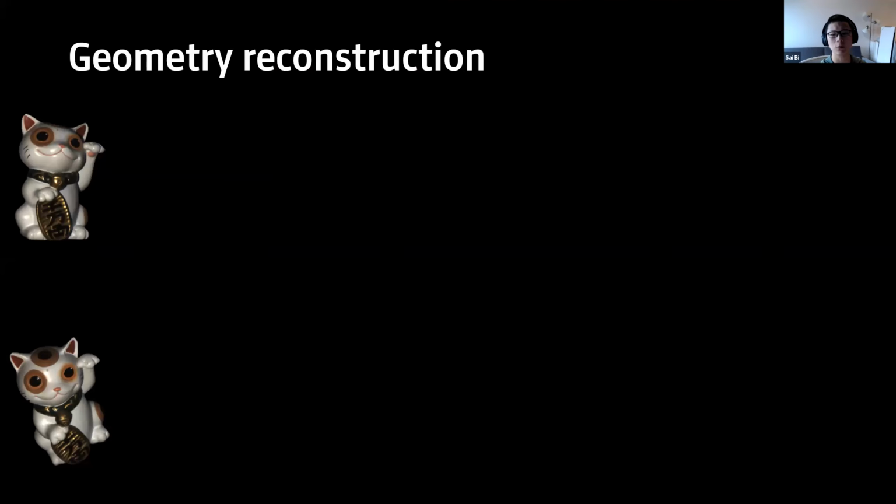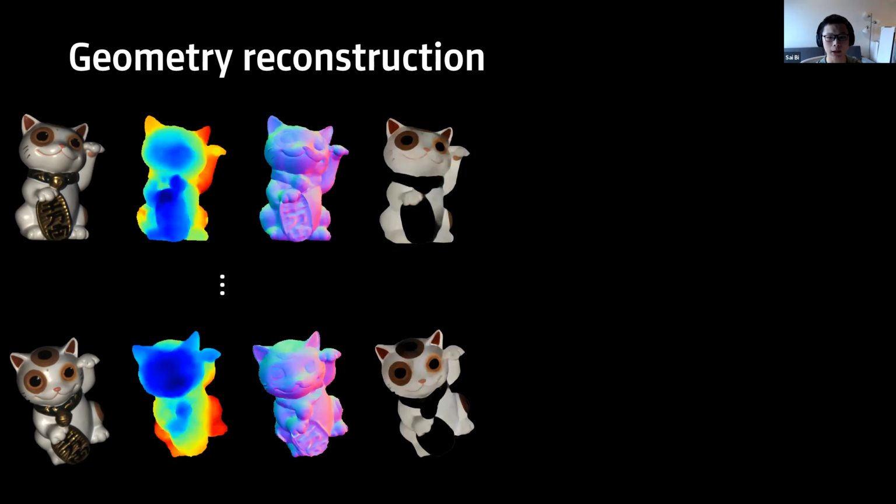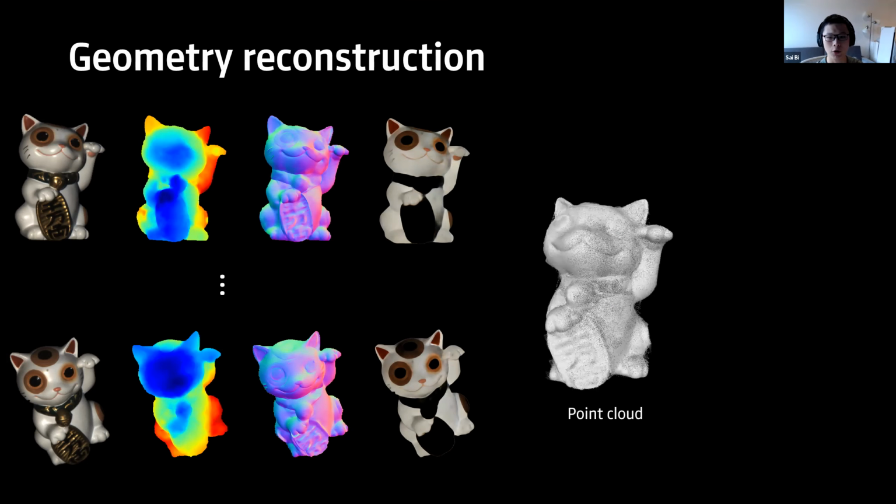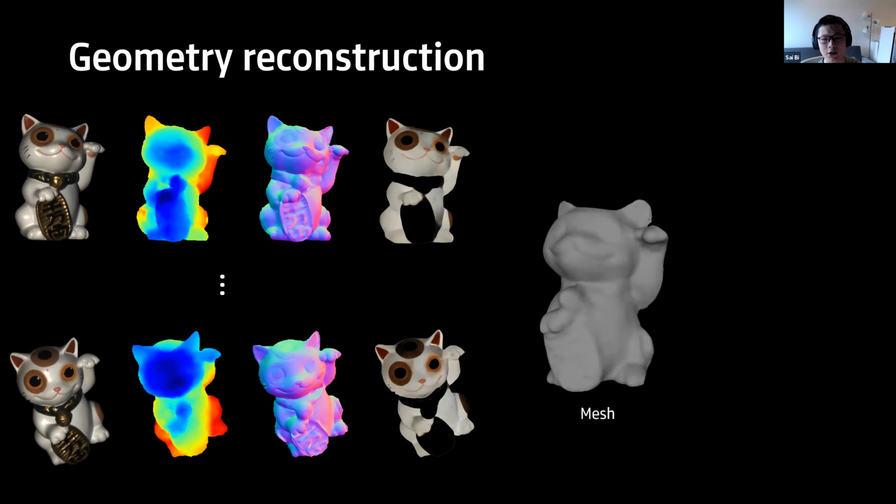With the depth network and the BRDF prediction networks, now for each input view, we have its depth, normal, as well as BRDF components. We build an oriented point cloud from the depth and normal maps and perform a Poisson reconstruction to reconstruct the geometry.